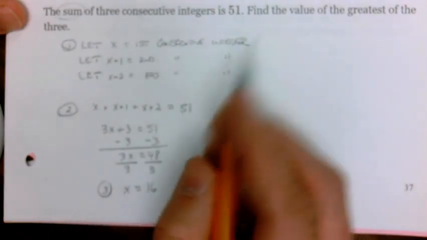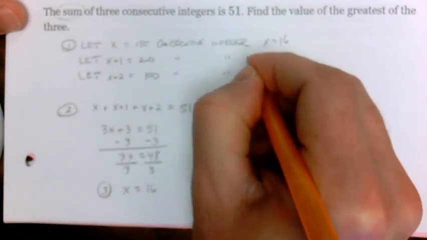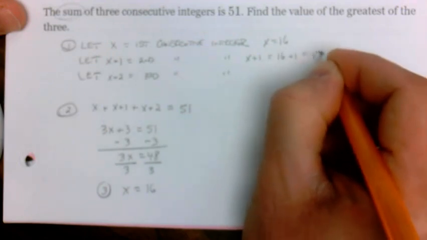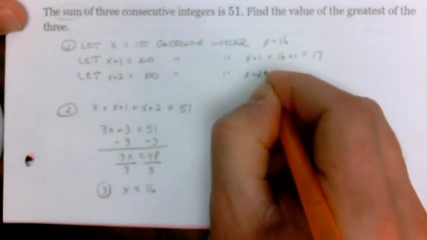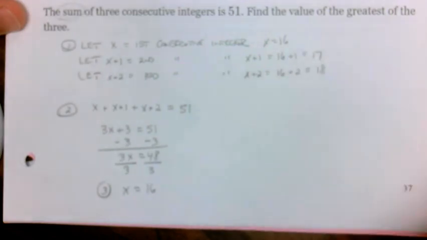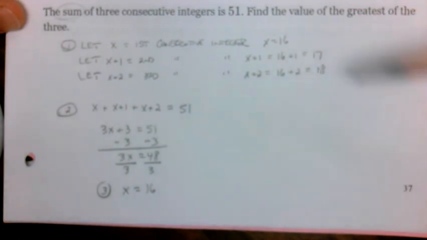x is the first consecutive integer, which is 16. Our second consecutive integer, x plus 1, I'm just going to plug in 16 for x. 16 plus 1 is 17. And for the third one, x plus 2, again, sub in 16. 16 plus 2 is 18. So our three consecutive integers are 16, 17, and 18.